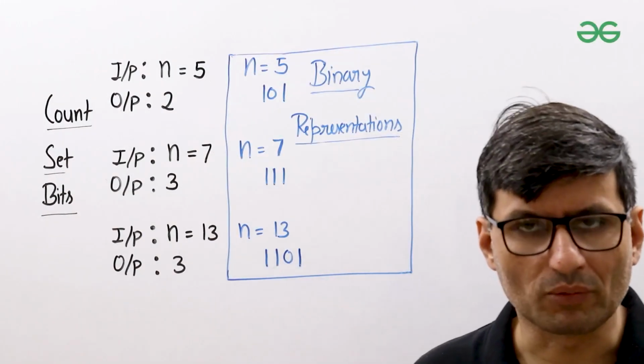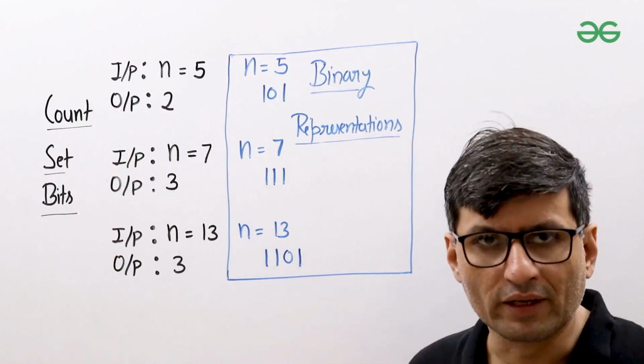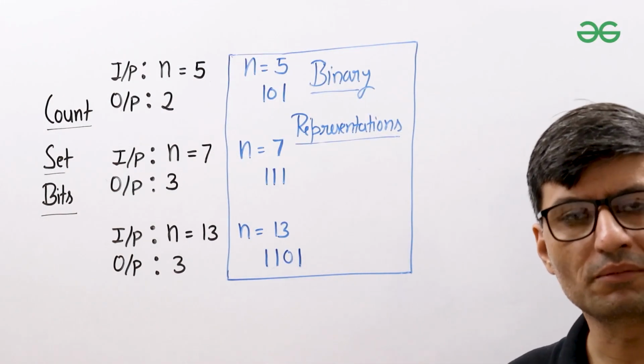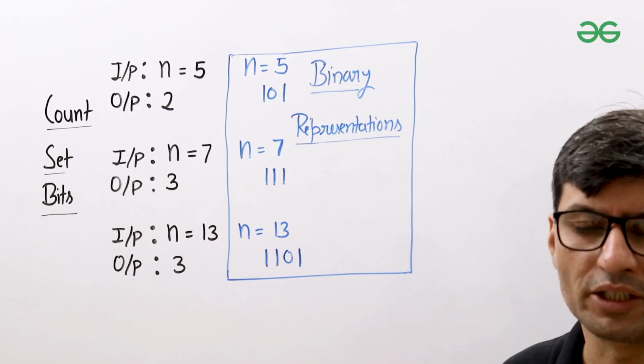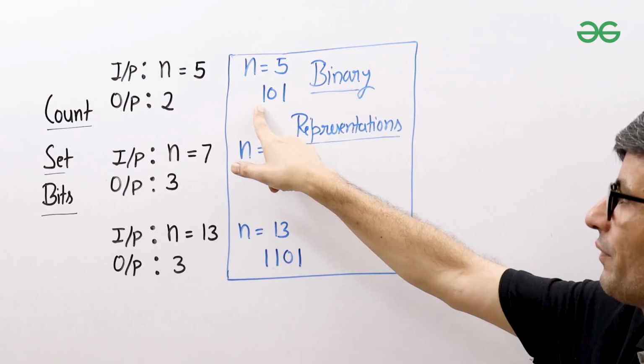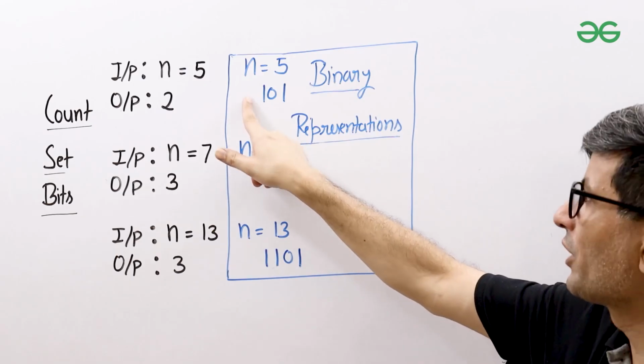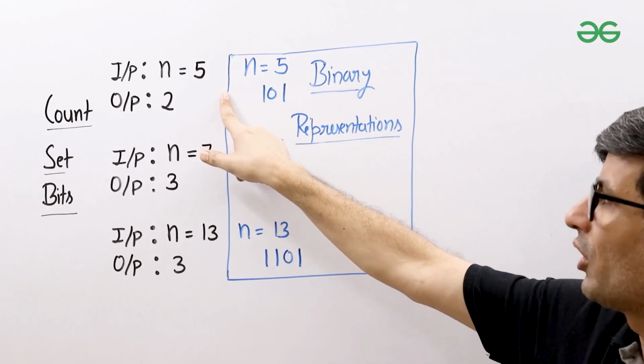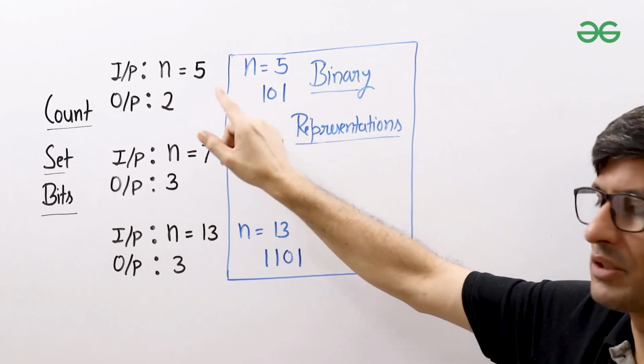Let us talk about this problem. We are given a number n. We need to count how many bits are set in the binary representation of n. For example, if n is 5, the binary representation of 5 is going to be 101, and before that we have everything 0, right? So how many set bits do we have? We have 2 set bits, that's why our output is 2.